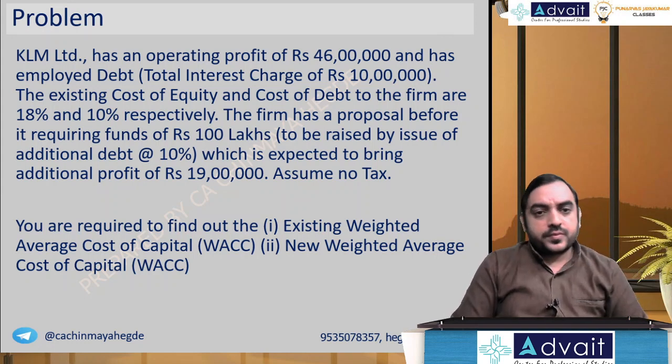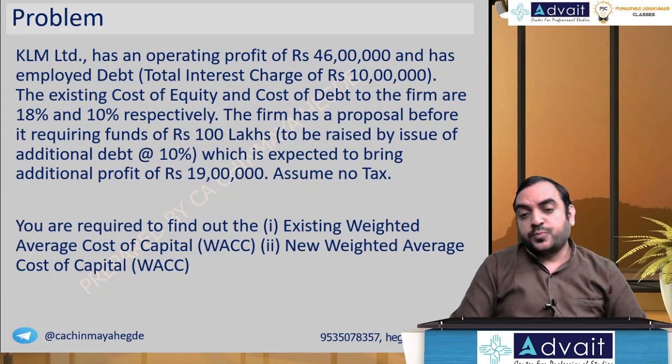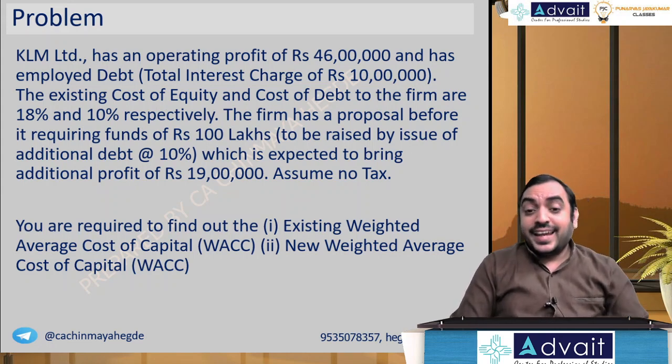KLM Limited has an operating profit of 46 lakh and has employed debt with a total interest charge of 10 lakh. The existing cost of equity and cost of debt to the firm are 18% and 10% respectively. The firm has a proposal requiring funds of 100 lakhs to be raised by issue of additional debt at 10%, which is expected to bring additional profit of 19 lakh. Assume no tax. You are required to find the existing weighted average cost of capital and the new weighted average cost of capital.